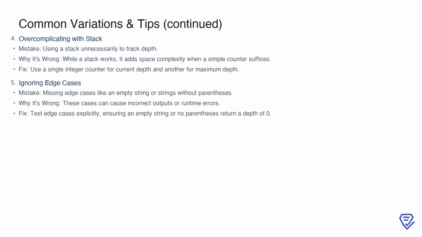Another mistake is ignoring edge cases, such as an empty string or strings without any parentheses. These scenarios can lead to incorrect results or runtime errors if not handled explicitly. To avoid this, test these edge cases and ensure the output is correct, such as returning a depth of 0 for an empty string or one without any parentheses.